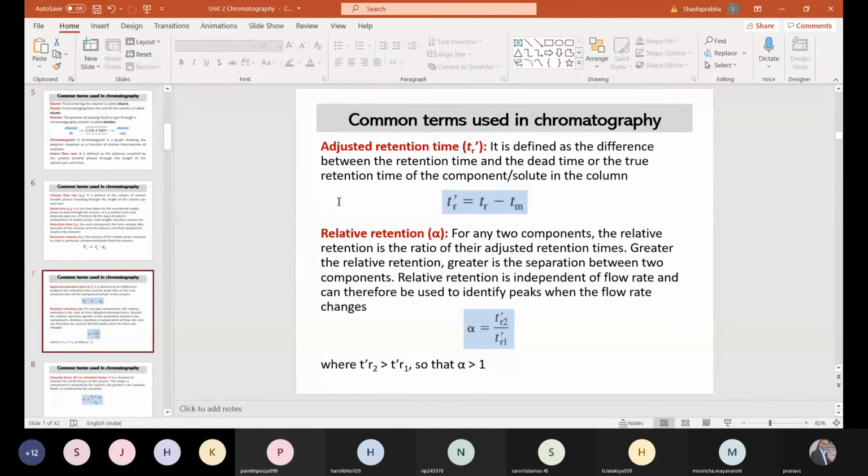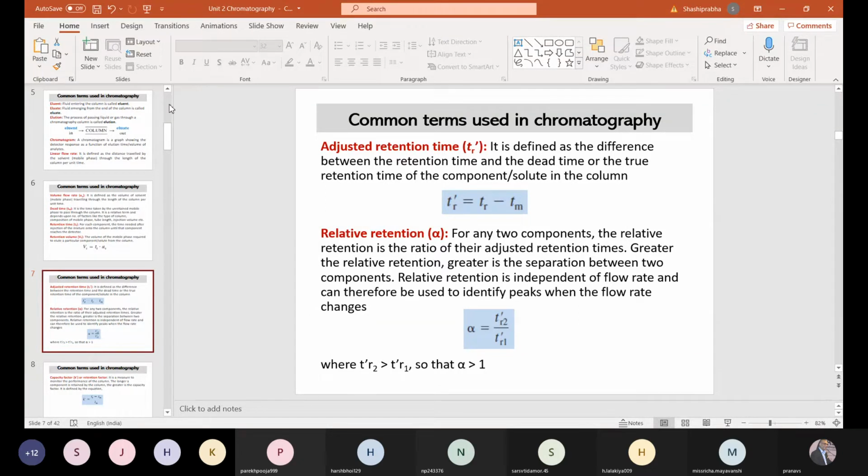Now moving ahead, we have few other terms. The other term is known as adjusted retention time, which we call as TR dash. Now here what you can see is, it is the difference between the retention time of the analyte, that is TR, minus TM. TM is the time taken by the mobile phase only to move from one end of the column to the other end of the column. This difference is known as the adjusted retention time or the true retention time of the analyte.